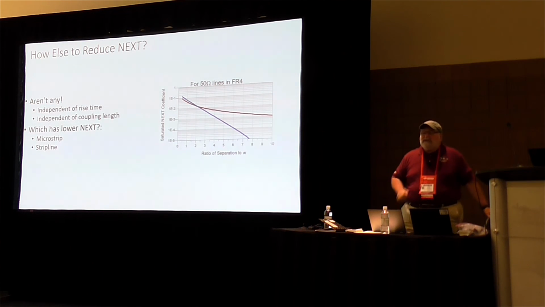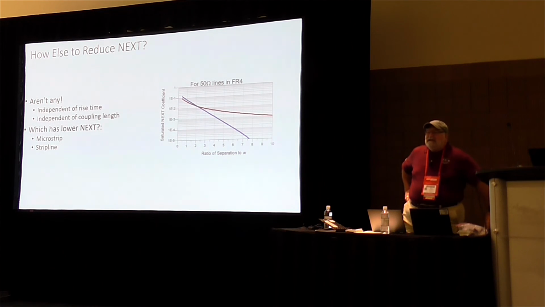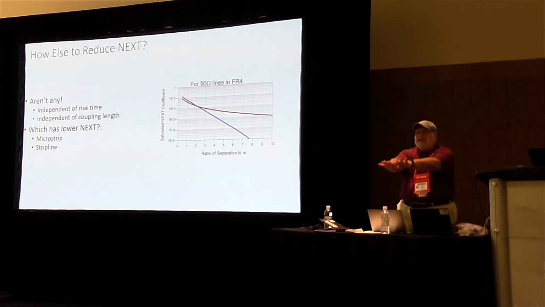One is microstrip, one is strip line. Which one has more near-end crosstalk, microstrip or strip line? Well, it's kind of hard to say here because it depends, right? It depends what the spacing is. If you're really close, separation equal to line width, which has more crosstalk, the strip line or microstrip?